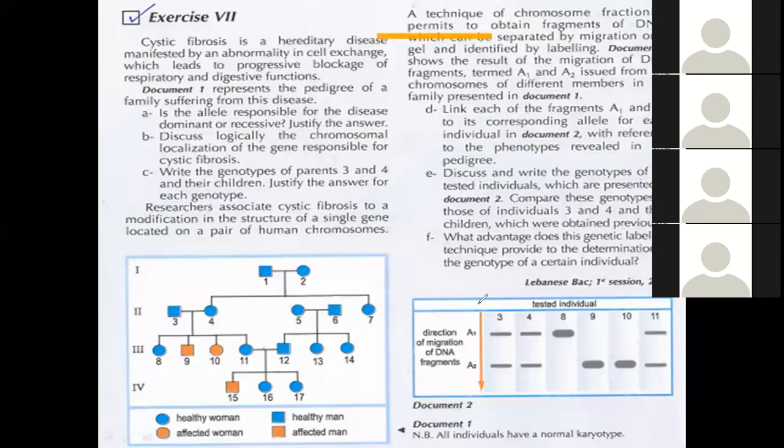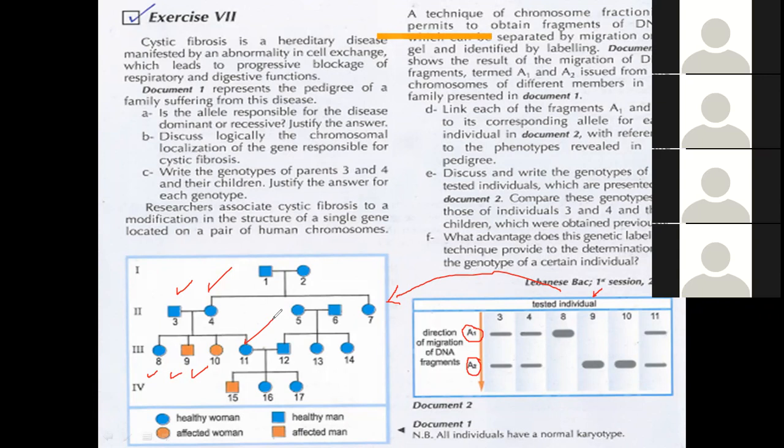Part D, they said, link each of the fragments, A1 and A2. Here we have the direction of the migration of DNA fragments. Here we have fragments A1 and A2, two fragments. And here we have the tested individuals, 3, 4, 8, 9, 10, 11. What are they? They are related to the pedigree. They said link each of the fragments to its corresponding allele with reference to the phenotypes revealed in the pedigree.